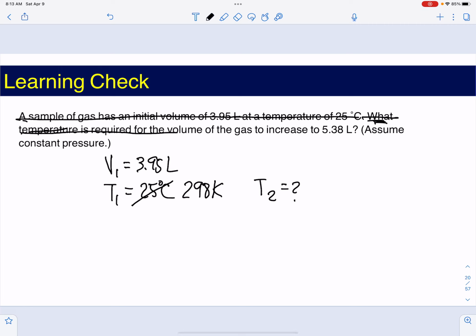It's required for the volume of the gas to increase to 5.38. So the new volume is going to be 5.38. And before you go any further, you can say the volume is increasing. Charles' law is directly proportional. So if the volume increases, that means my temperature has to increase. So we know that our result has to be bigger than 298 Kelvin.